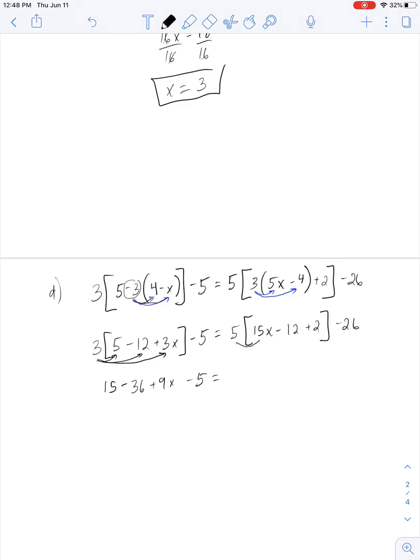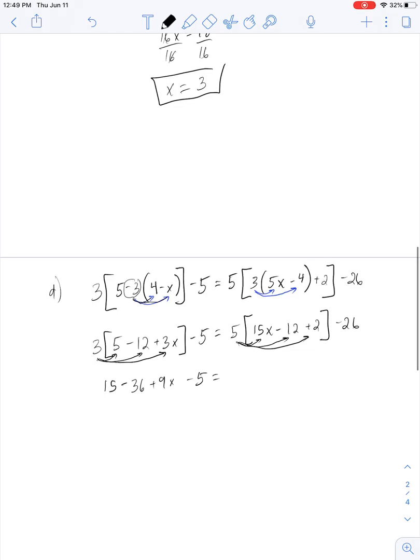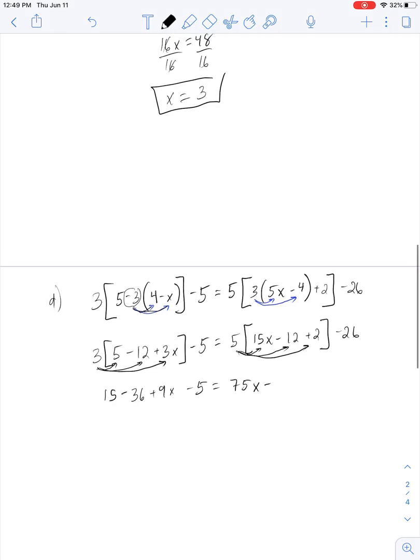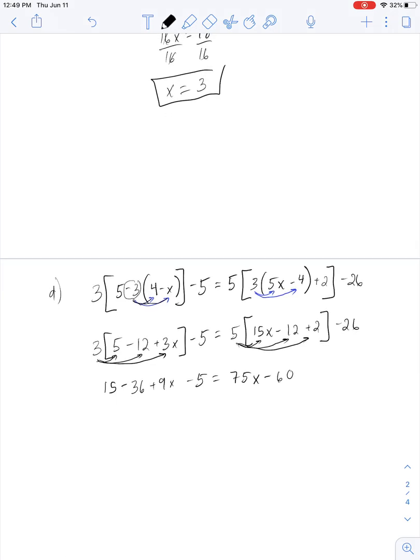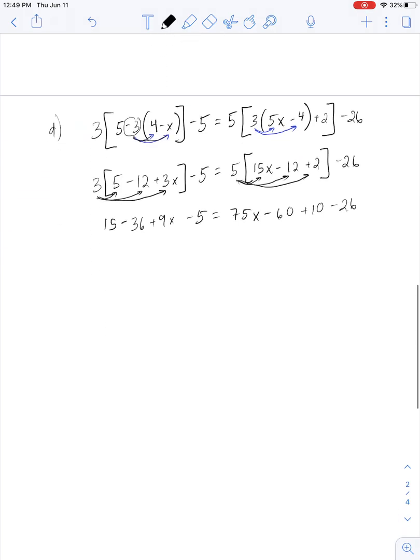We do the same thing over here. Distribute this 5. So we get a 75x. All right, now we have 5 times our negative 12 gives us a minus 60. 5 times 2 gives us a plus 10. All right, so the problem looks really nice here.